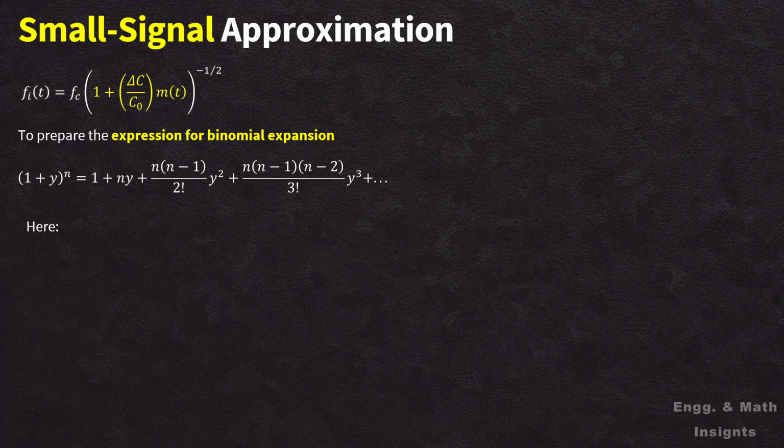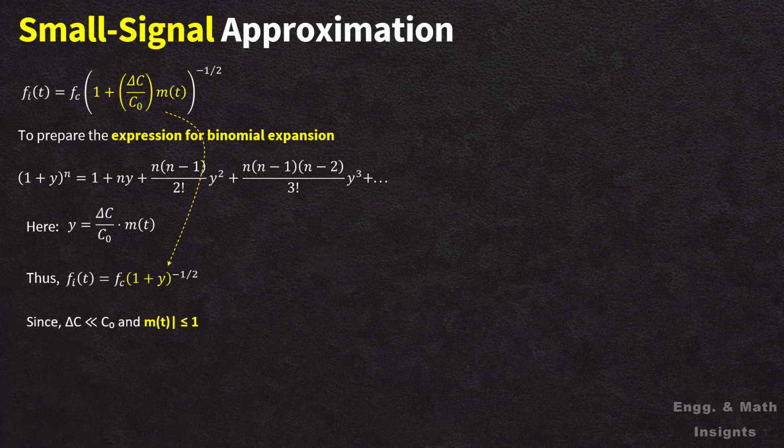In the expression of instantaneous oscillator frequency, we can take y as del C by C0 into m(t). Then the expression of instantaneous oscillator frequency will become Fc into (1 plus y) to the power minus half. Since del C is very less than C0 and the amplitude of m(t) is less than or equal to 1, we have y(t) which will be very less than 1.